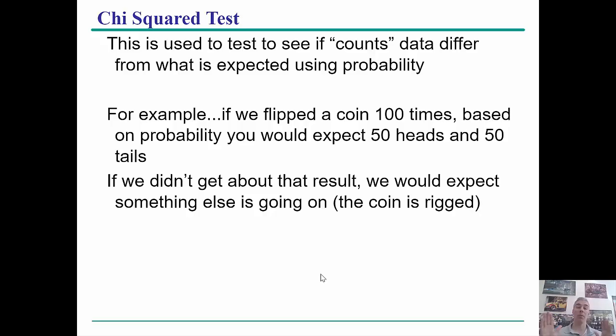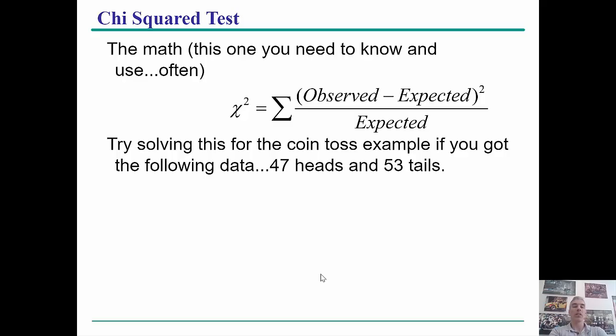The further we deviate from what we expect, the higher probability that there is actually something going on there, that the coin's rigged, right? We can apply this to a lot of things. We're going to apply it to genetics, evolution, mitosis, behavior, all different places. So this is the math. This is coming off the actual AP Biology reference table. Chi-squared is equal to the sum of all observed minus expected squared over expected.